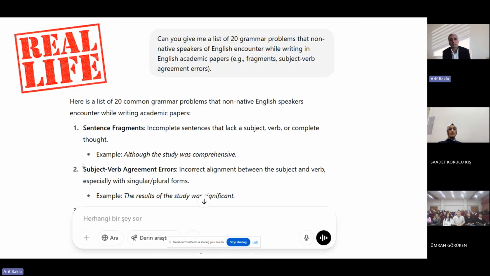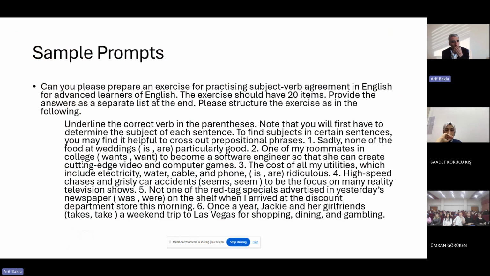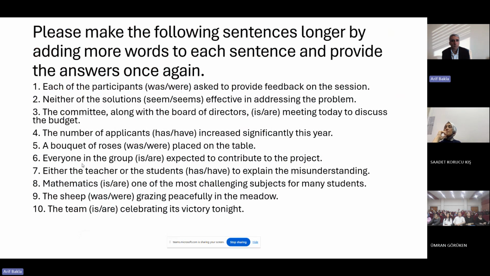Another one, can you give me a list of 20 grammar problems that non-native speakers of English encounter? If I give additional information like Turkish speakers, that would be much better. And it gives me these outputs, these examples. And sample prompt. Can you please prepare an exercise for practicing subject-verb agreement in English for advanced learners of English? So you have these items, these prompts, and make the following sentences longer by adding more words to each sentence and provide the answers once again.